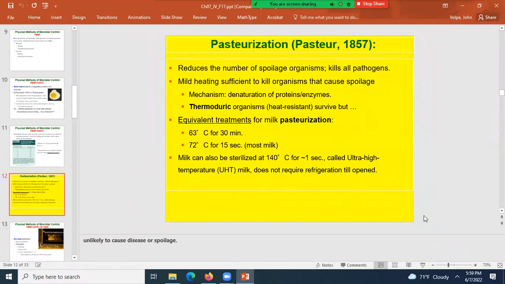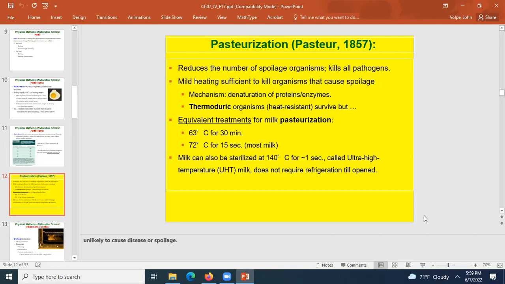Pasteurization is something that Louis Pasteur invented in 1857. It does not kill all microbes, but it does reduce the number of spoilage organisms, killing all pathogens. It is mild heating, sufficient to kill organisms that cause spoilage. It denatures proteins and enzymes. However, thermoduric organisms can survive under the pasteurization. Thermoduric organisms are heat resistant. They might not grow at this temperature, but they can survive it.